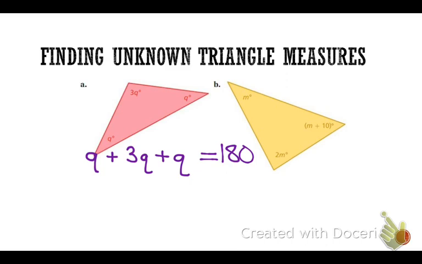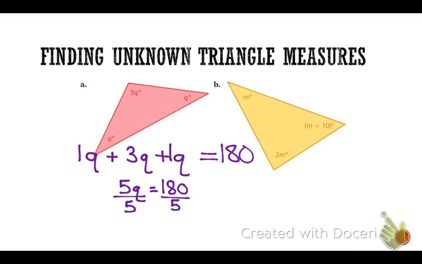Is there anything I can combine here, like terms? Yes, all of them, right? I can add all my Q's together, because they all equal 1. They all have an understood one. So what is it when I add them all together? 5Q. 5Q equals 180. Now I divide both sides by 5.